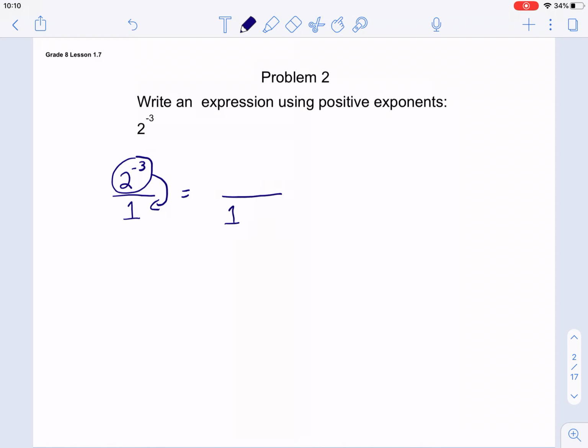So I have 1 times 2 to the 3rd power. And my exponent has become positive because I moved it from the numerator to the denominator. And I can't just leave my numerator empty, so I'm going to replace it with a 1. Since I have 1 times 2 to the 3rd power, the 1 will not change anything, so I do not have to write it. So this could just be 2 to the 3rd power in the denominator, and I keep my 1 in my numerator. And again, since it says to write it using positive exponents, I'm going to keep this as 2 to the 3rd power and not simplify it.